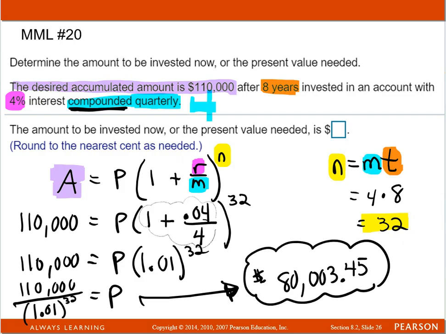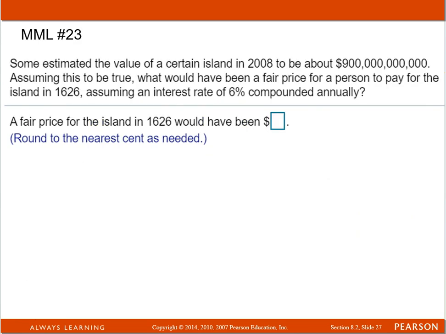And then I got one last example. This one's kind of funny. It says someone estimated that the value of a certain island in the year 2008 to be about $9 billion. Assuming that this is true, because you can't believe everything you read on the internet, what would have been a fair price for a person to pay for the island in the year 1626? And we're going to assume that the interest rate was 6% and compounded annually.